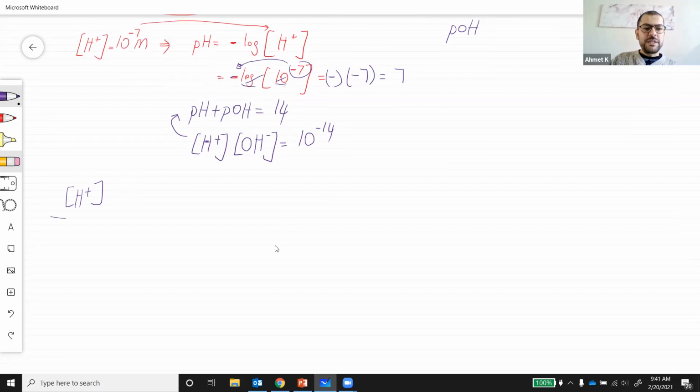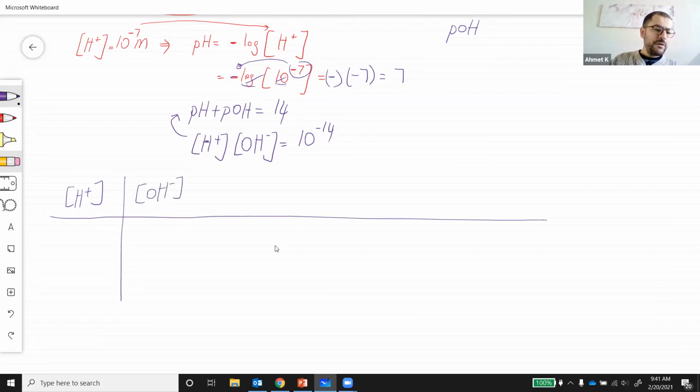And so this is the H plus concentration, and this is the OH concentration. I'm going to ask you to find the pH of the solution, and to find whether it's acidic or basic. I'm going to give you one example here, which is 10 to the negative 5 molar.